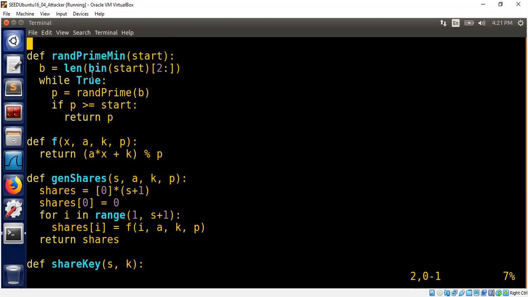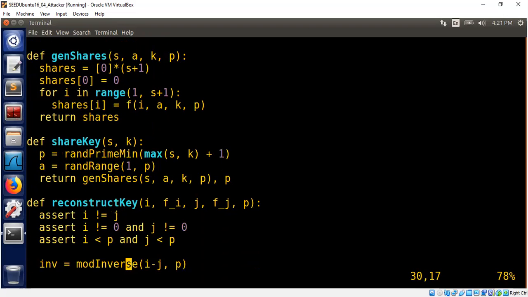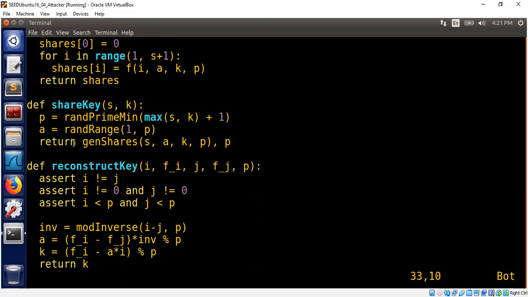And then the random number generator is using the traditional random number generator and checks whether it's prime. Once the prime is obtained, we return it. That's necessarily it. A reconstruction key is given here. You will feed i, f of i, j, f of j mod p, and then you will construct the inverse of i minus j. And as I explained on the whiteboard, you do f of i minus f of j and multiply it by the inverse, and that will give you the a value. Once you know the a value, you can reconstruct the k value. Just go and plug it into the formula, and that's basically what I'm doing here.